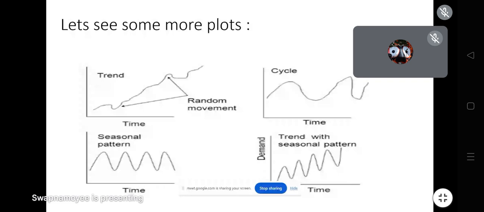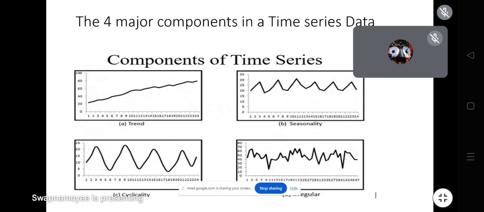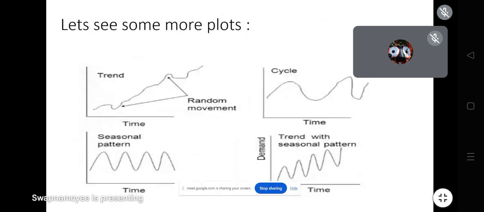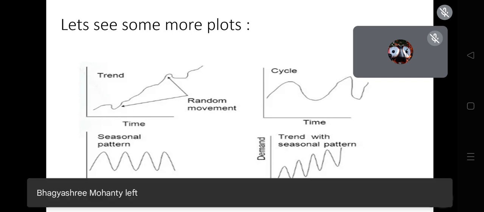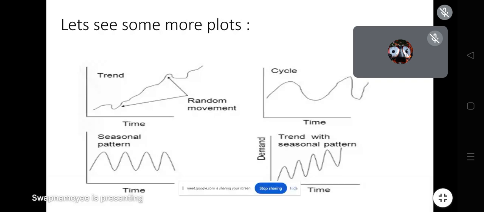These are some other plots you can see. This is a random movement. Trend is there. This is a cycle. It may not be so crafty like this. Your cyclical movement may be like this in this diagram. This is a seasonal pattern. If you see the fourth diagram, it has both seasonality and trend. Seasonality is also there, trend is also there because it is also going up. So depending upon what your data shows after you plot, you have to use the particular model in time series.